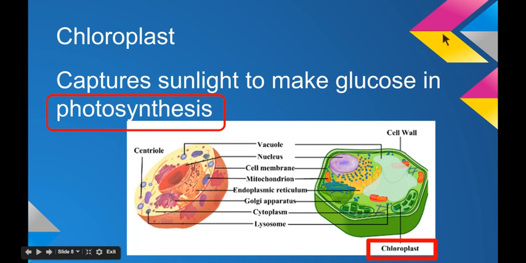Now, chloroplasts. Chloroplasts are only present in plant cells. There is no chloroplast labeled in this animal cell. Chloroplasts are only in plant cells. Here they are right here. They look like stacks of green coins. Chloroplasts are the site of photosynthesis. They capture sunlight to make glucose. So you need to check only the plant cell box for chloroplasts.